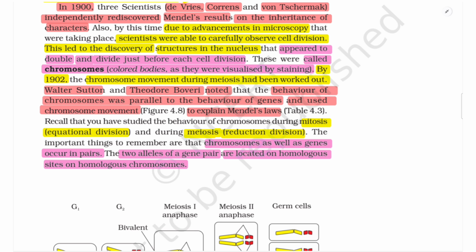Walter Sutton and Theodore Boveri noted that the behavior of chromosomes was parallel to the behavior of genes and used chromosome movement, figure 4.8, to explain Mendel's laws, table 4.3. Recall that you have studied the behavior of chromosomes during mitosis, which is equational division, and during meiosis, which is reduction division. The important things to remember are that chromosomes as well as genes occur in pairs. The two alleles of a gene pair are located on homologous sites on homologous chromosomes.